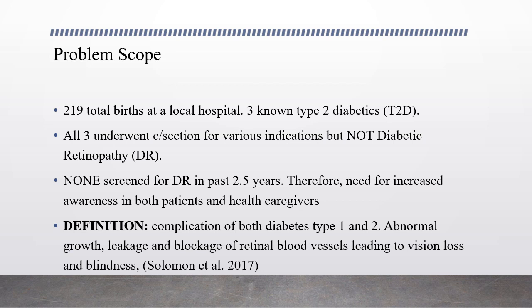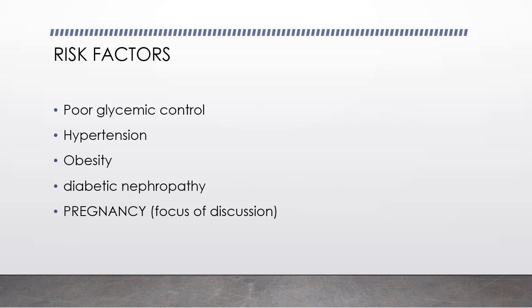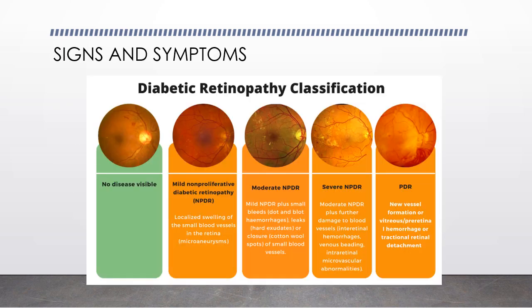We'll go on to define what diabetic retinopathy is. This is a complication seen in both diabetes type 1 and 2, characterized by the abnormal growth and leakage, including blockage of retinal blood vessels, leading to vision loss and blindness. Risk factors include poor glycemic control, hypertension, obesity, diabetic nephropathy, and of course pregnancy, which is the focus of our discussion today. Signs and symptoms of diabetic retinopathy are equally used in its classification.